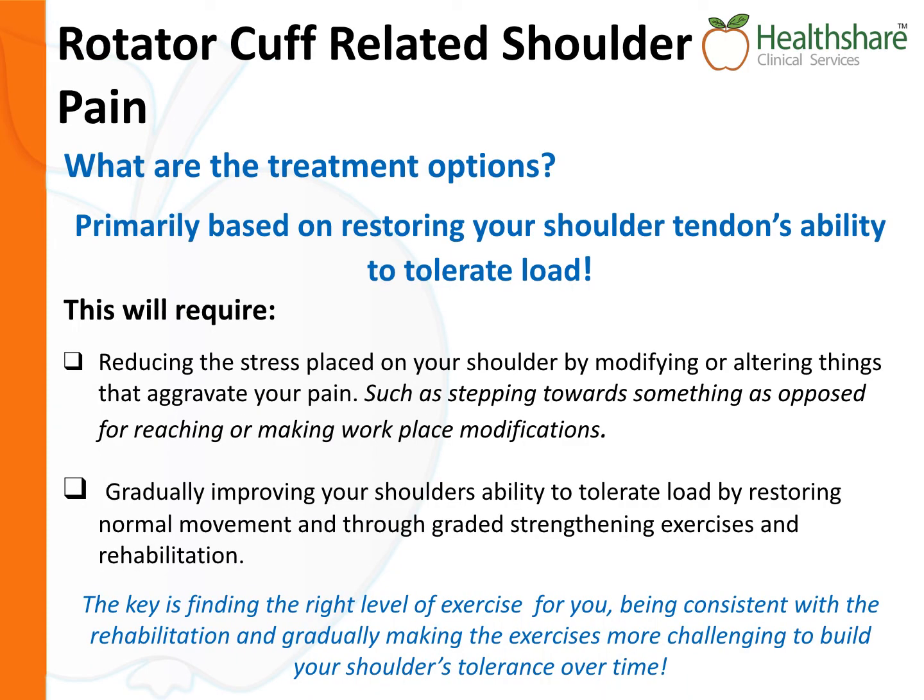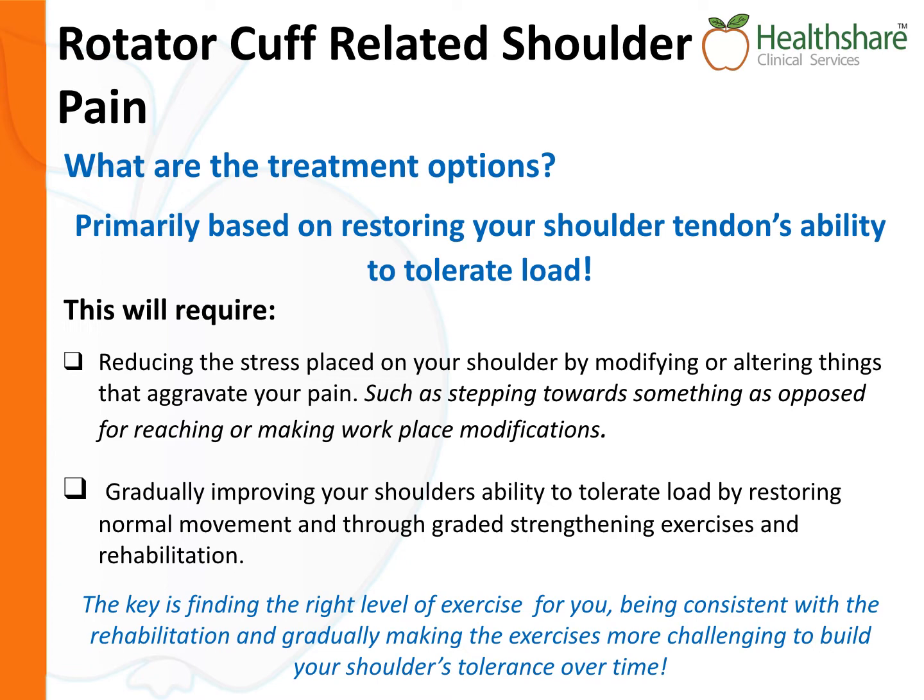So what are the treatment options for this type of shoulder pain? Well, they're mainly based around trying to restore your shoulder tendon's ability to tolerate the things that it needs to do on a day-to-day basis, so to improve your shoulder tendon's fitness. Now, this often requires reducing the stress that you're placing on your shoulder by modifying the way that we do things, such as trying to put your painful arm into your coat first, stepping towards something as opposed to reaching up for it, or finding a way to just change the things that are painful for you to make them slightly easier.